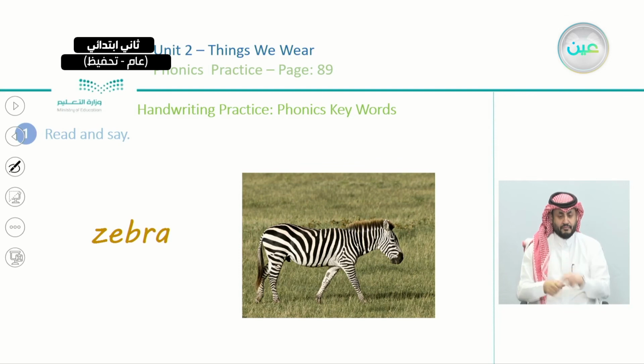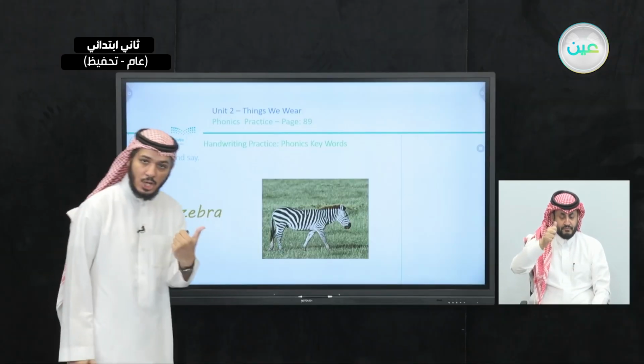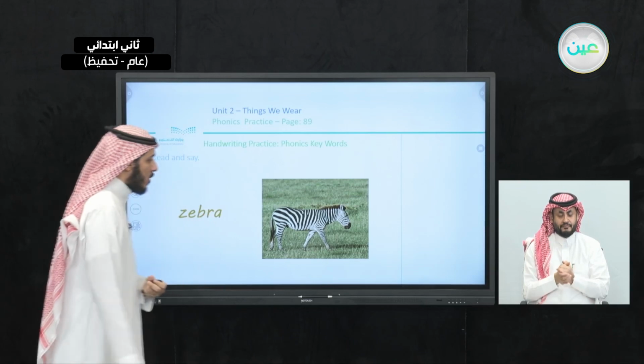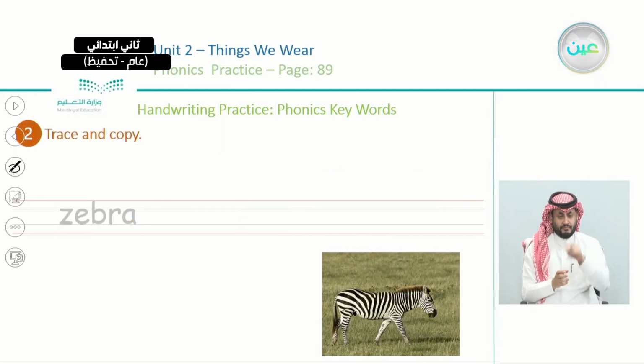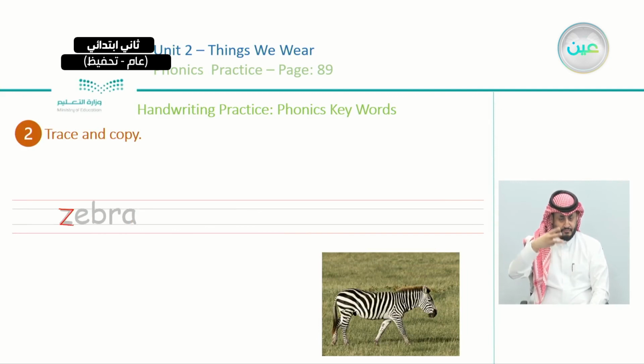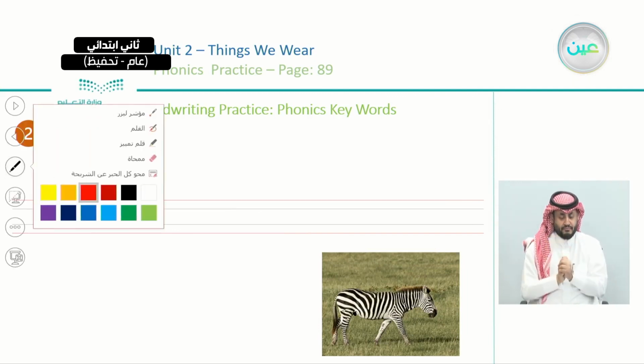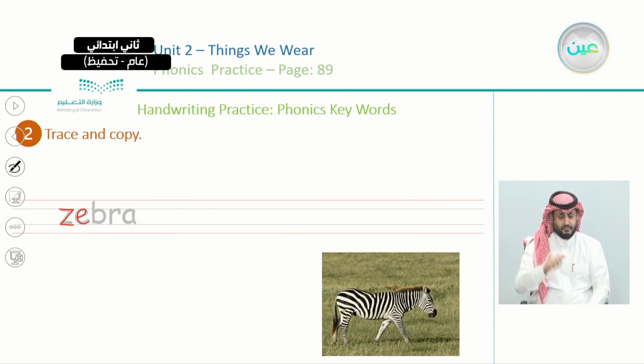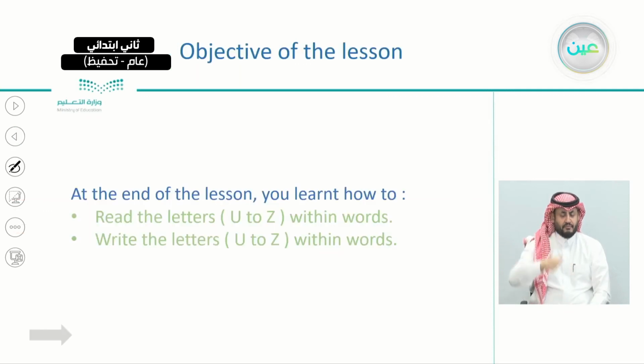And this is the letter Z here or Z. You can say Z or Z. Both are correct. So this is zebra. How to trace? Starting from line number 2 up to line number 3 like this. And after that we have E, B, R, then we have A. Let's write it one more time. Z, E, B, R, A. Let's say it together. Zebra. Zebra. Excellent. Okay. What you've learned today, you've learned how to read the letters U to Z and write those letters.